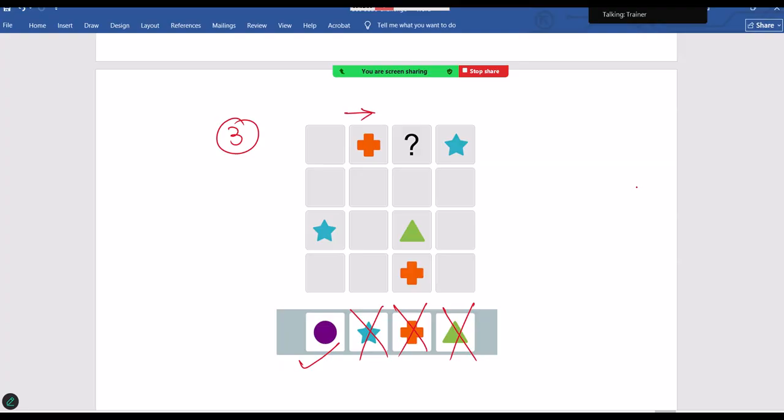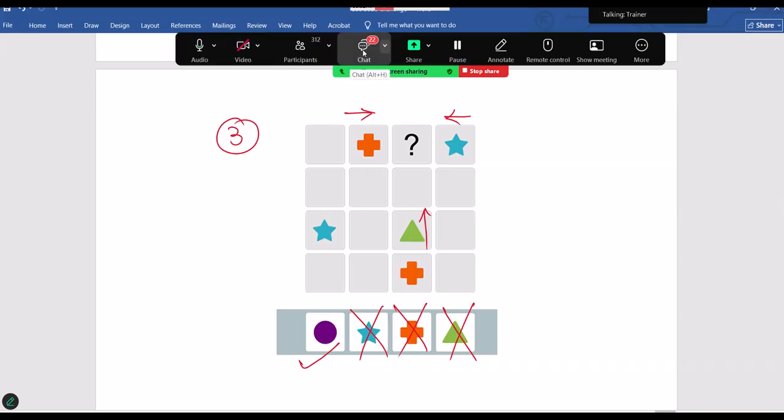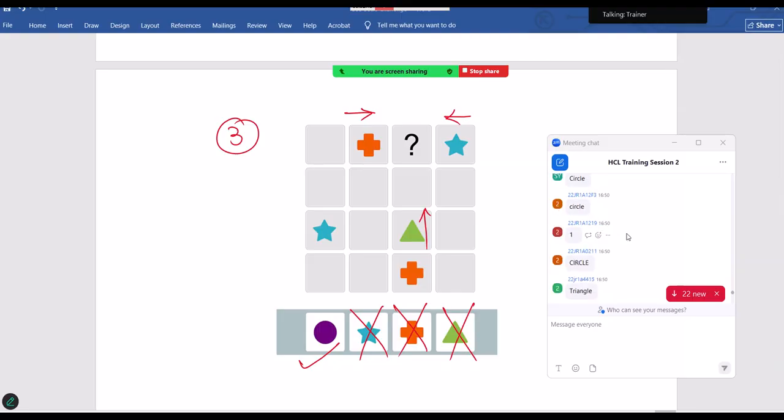In this row, plus is available, star available. In this column point of view, triangle available. We don't want all those. Yes or no? Right. So that's why answer must be circle. Very good.